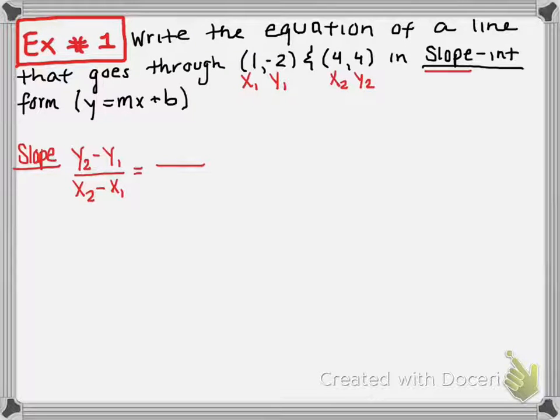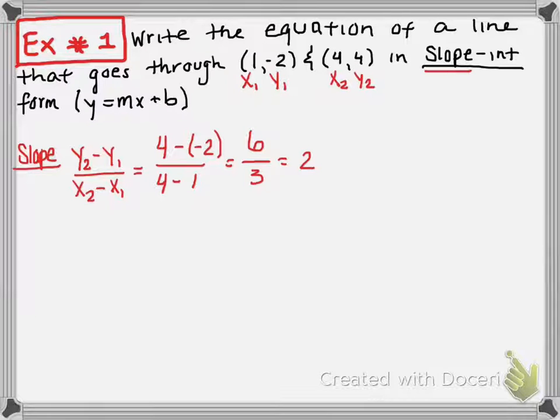So I have y2, which is 4, minus y1, which is a -2, over x2, which is also 4, minus x1, which is just the number 1. So on top, remember when we have minus a negative, that turns into a plus sign, so that's really just the number 6. And I have 4 minus 1 on the bottom, which gives me 3. So to simplify that, my slope is just the number 2. So that's my first step.